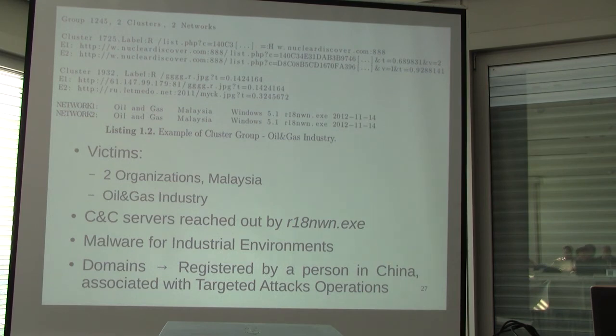And the domain here, nuclear discovery.com, was registered, if you look on DomainTools, which is a service over the internet that keeps a history of the registrants for domains. You see that it was registered under the name of a Chinese guy that was also owning some other domains that were known in the past to be used in targeted attack operations. So I'm not saying that the tool does everything automatically, but at least it provides security analysts a starting point for further investigation, and it is able to reduce the huge amount of incidents that we daily see from a lot of infections all around the globe, only to those that are more related to targeted attacks.